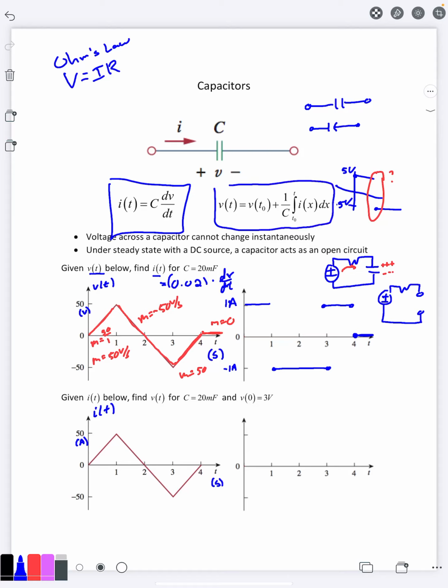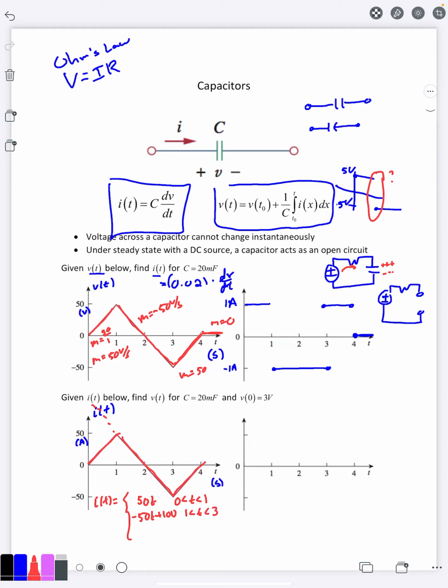So what I'm going to do is try to write this current out as an actual function. In the first part, from 0 to 1, it's a straight line with a y-intercept of 0 and a slope of 50. So that'd be 50t, t goes from 0 to 1. On the second part, from 1 to 3, it has a slope of negative 50. And we'd also need to know what the y-intercept is. If you continue it back, you'd have a y-intercept of 100. So negative 50t plus 100 from 1 to 3.